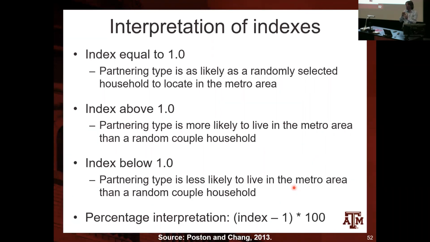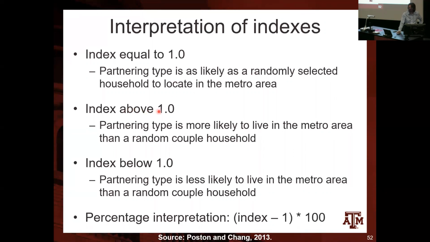When this index, this ratio, equals 1, it means that partnering type is as likely as a randomly selected household to locate in that metropolitan area. If it equals 1, I'm saying that I can find that type of family partnering with the same chance around all this metropolitan area.